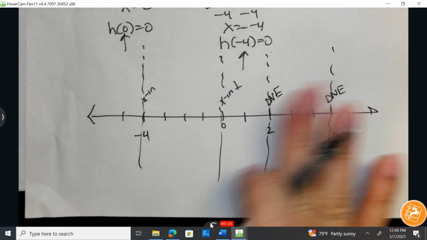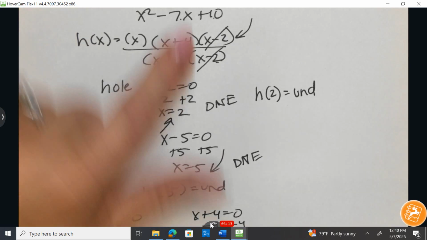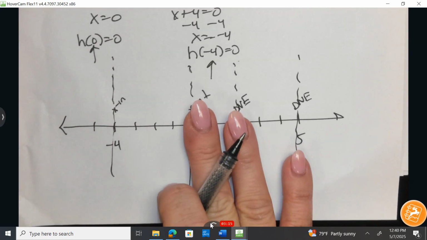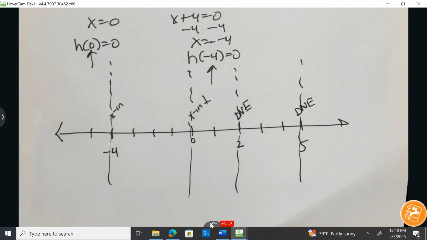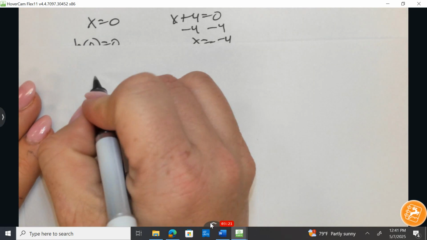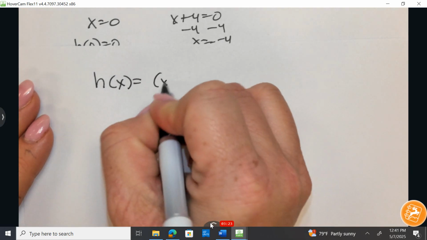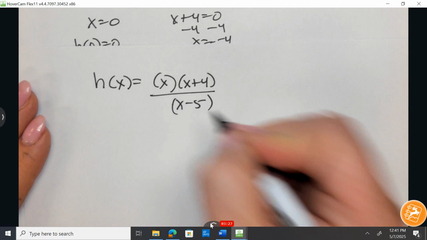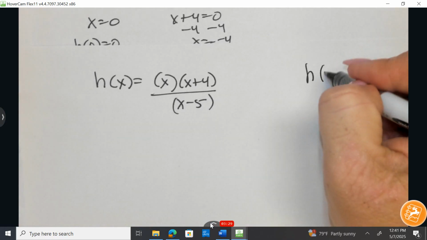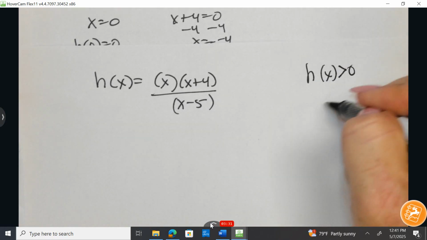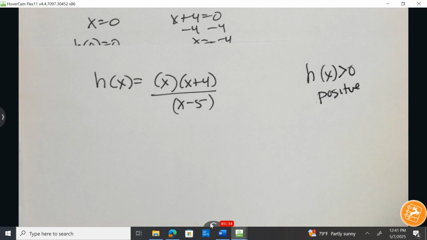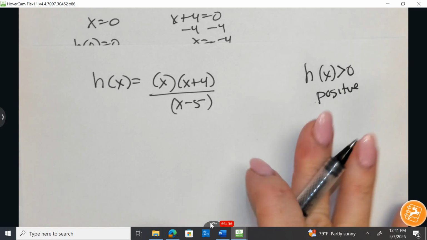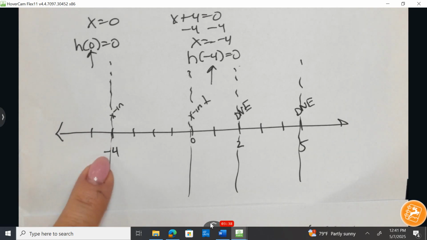I'm going to go back up to this abbreviated function and write that down at this time. Let me grab another piece of paper to be able to demonstrate algebraically what I'm doing. So we know h of x is equal to x times x plus 4 over x minus 5. Now the entire goal of this problem is to find out when h of x is greater than 0. So when do I have positive outcomes? That's my goal.